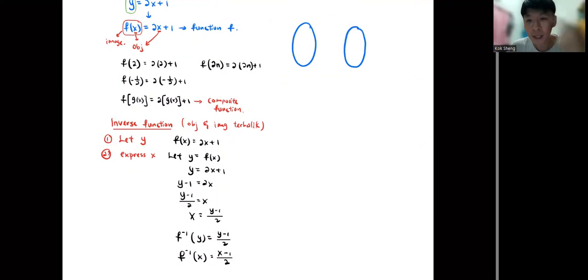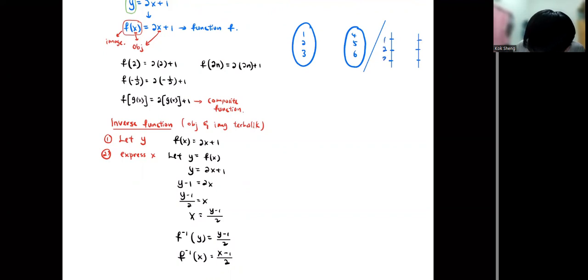Which is the usual 2x that you see before. Actually this part here is not necessarily 2x. It can be a straight line. It can be any shape, based on the question. So let's say I put here 1, 2, 3, and here 4, 5, 6. If I put on the line here, it will be similar. So it's just that, how do you see object and image? Look at the arrow, the direction of the arrow.